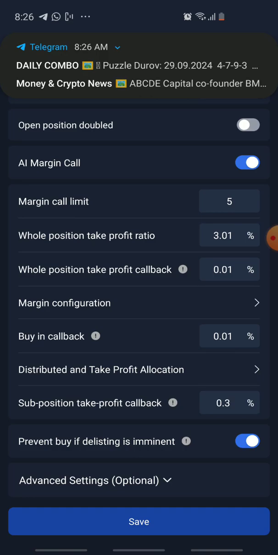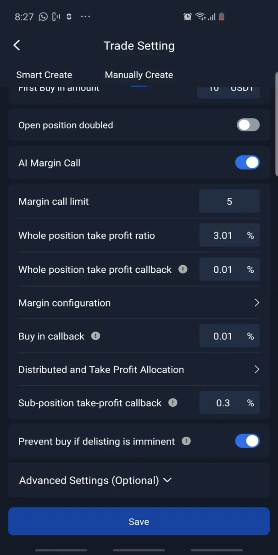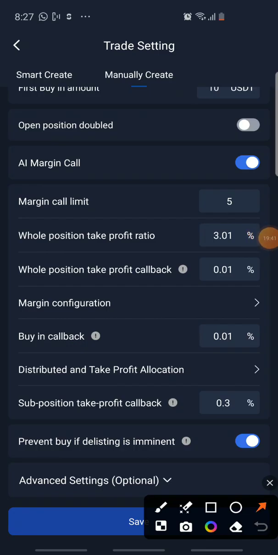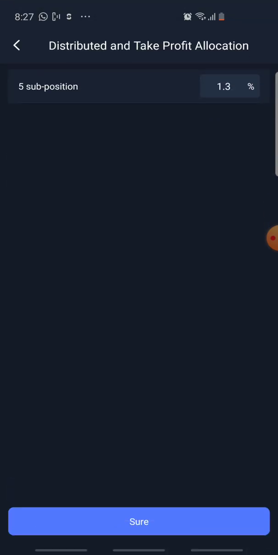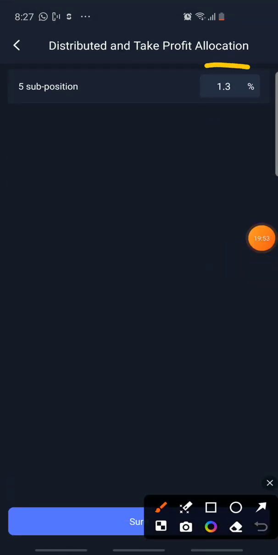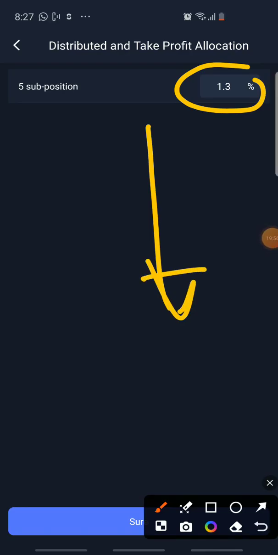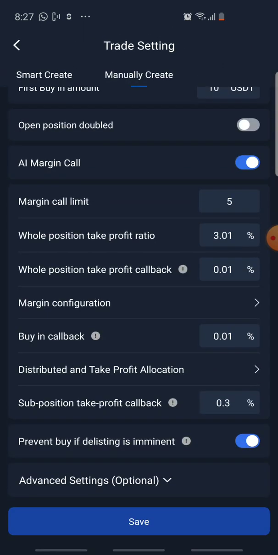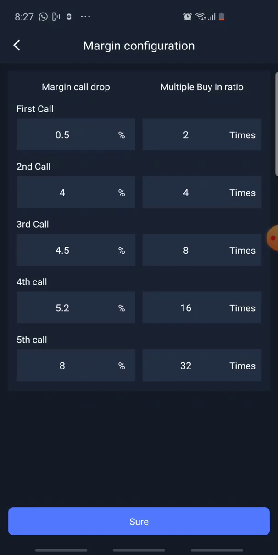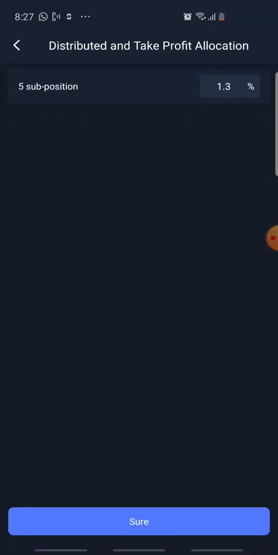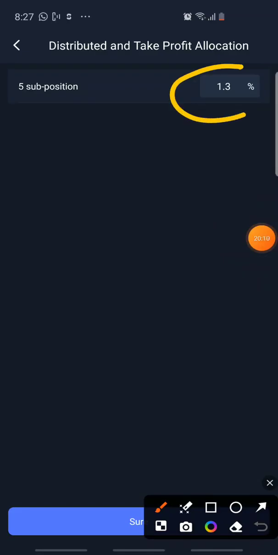Then we go to what we call distributed take profit allocation. Now, under distributed take profit allocation, let's pay attention to this. Here we shall find margin positions 5 and beyond. This is where the magic is. When we click on margin here, if we say 5 margin calls, we shall find 5 positions here, and on this particular profit allocation we shall find only the 5th call.